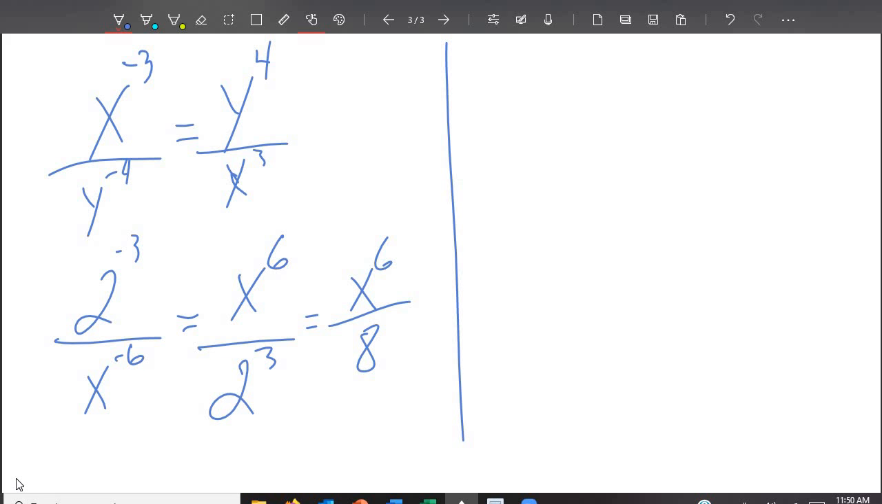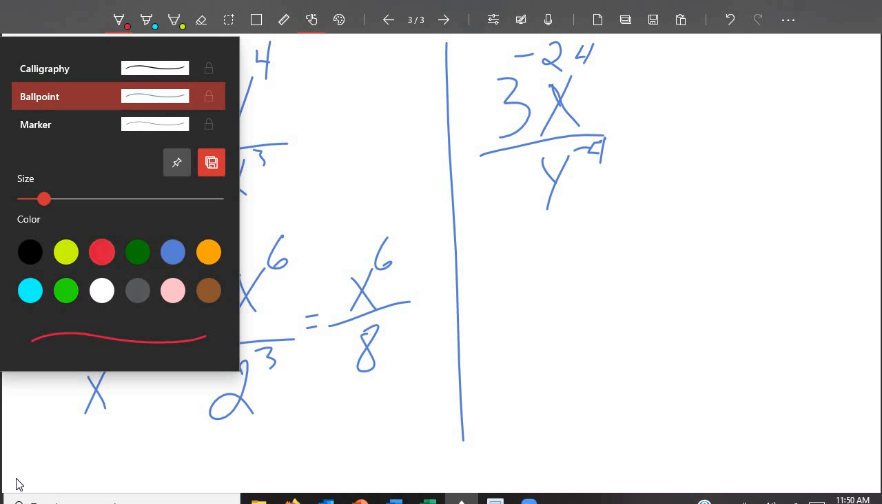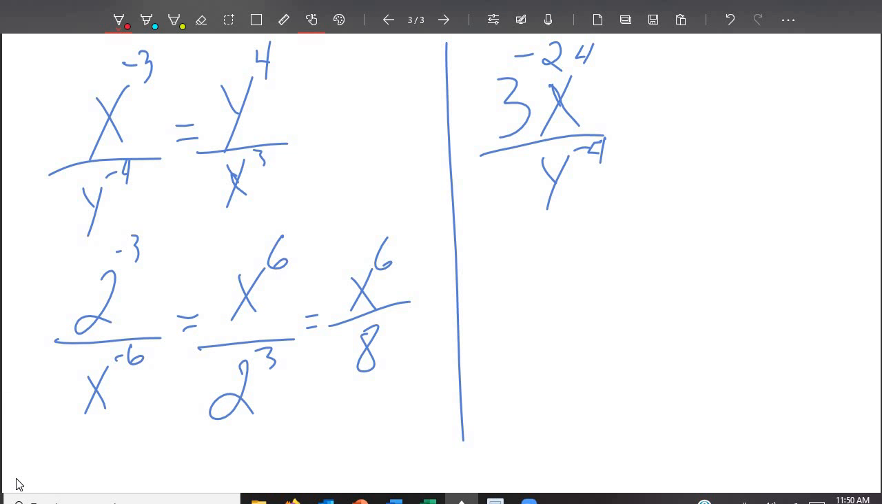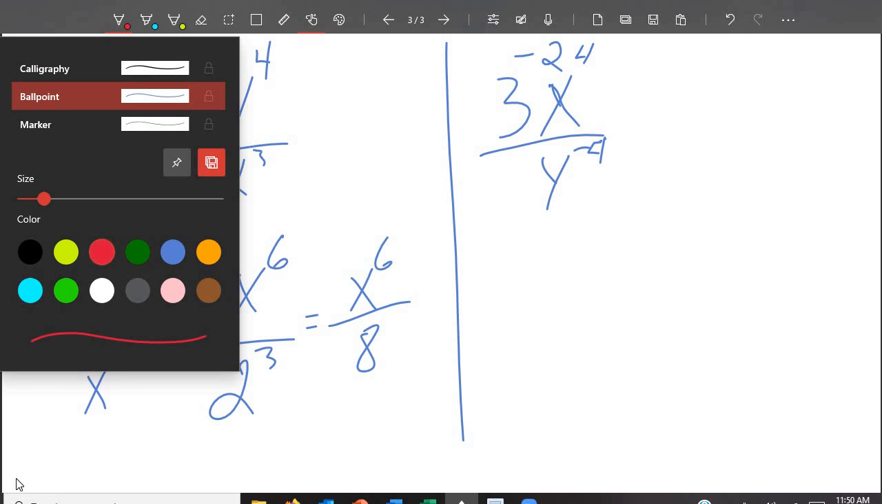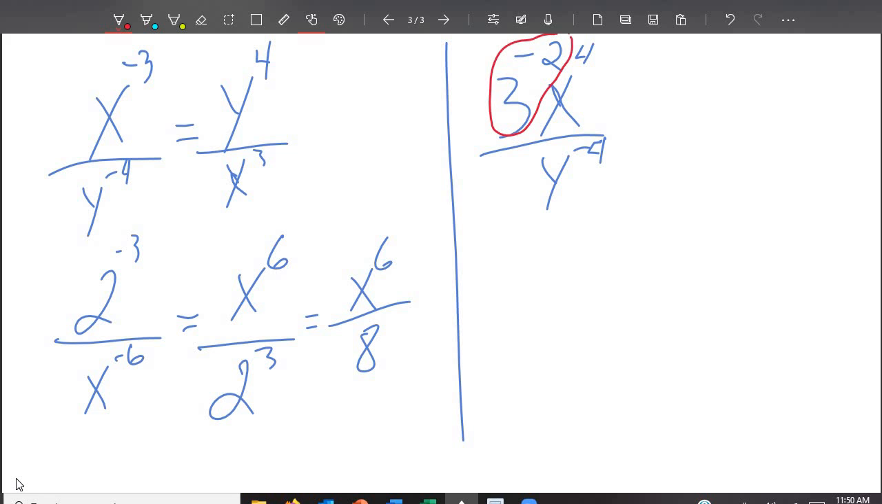Let's get a little more complicated. Let's say we had 3 to the negative 2, y to the 4th over x to the 4th, y to the negative 4. Now notice this time, there's a negative in the top. So this negative is going to move to the bottom. So it looks like this so far.